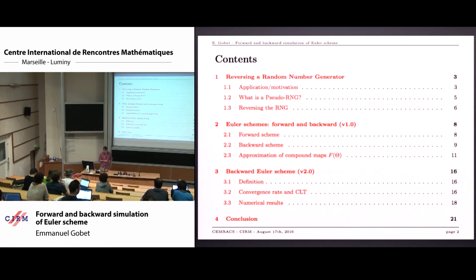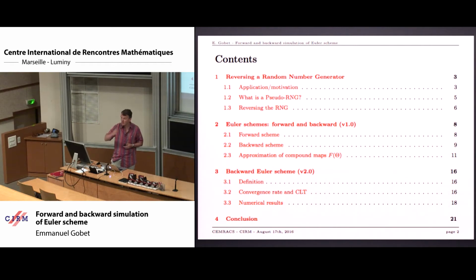To analyze the error, to write the scheme and the dynamic is quite easy. But the analysis is quite delicate because you're managing quantities that are no longer adapted, because you go forward in time and backward in time. So you are mixing quantities that sometimes are anticipative. To derive a proper error analysis is a bit intricate, so we had to develop some appropriate tools.